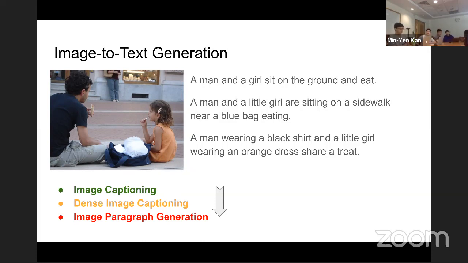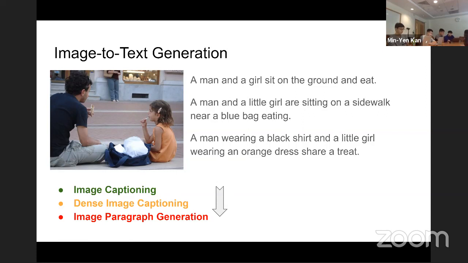So first, what is image to text generation? You can see from this picture. Basically, it's generating a description about the image. For example, given the image on the left, you have maybe 3 possible descriptions of this image, from simple ones to more detailed ones. And this problem has 3 variations. From simple to complex, it can be divided into image captioning, dense image captioning, and image paragraph generation. I will cover this one by one.